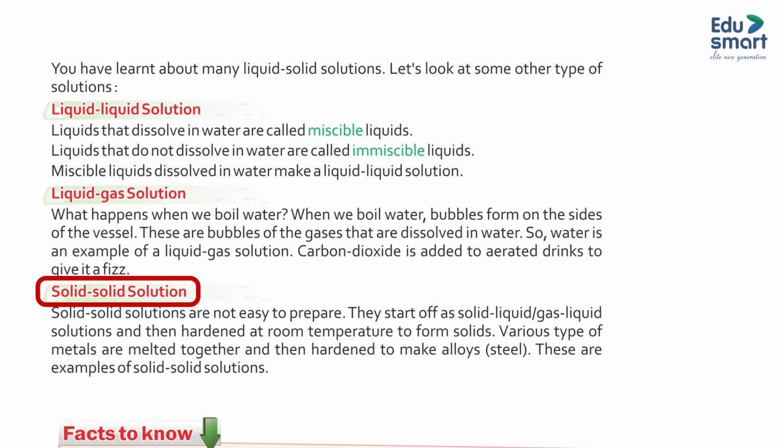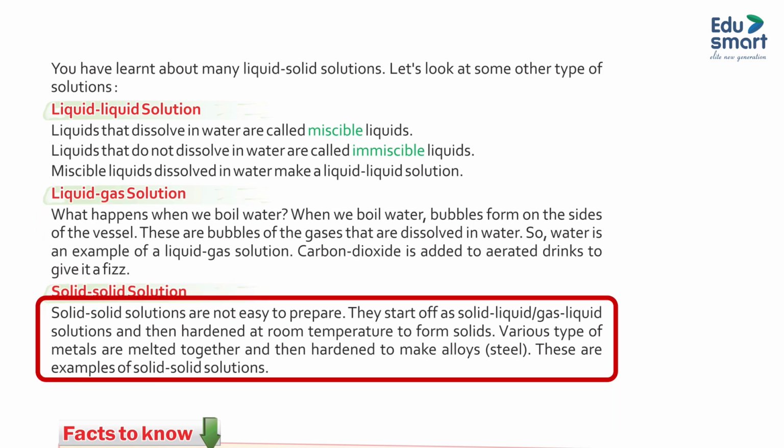Solid solution. Solid solutions are not easy to prepare. They start off as solid-liquid or gas-liquid solutions and then harden at room temperature to form solids. Various types of metals are melted together and then hardened to make alloy steel. These are examples of solid solutions.